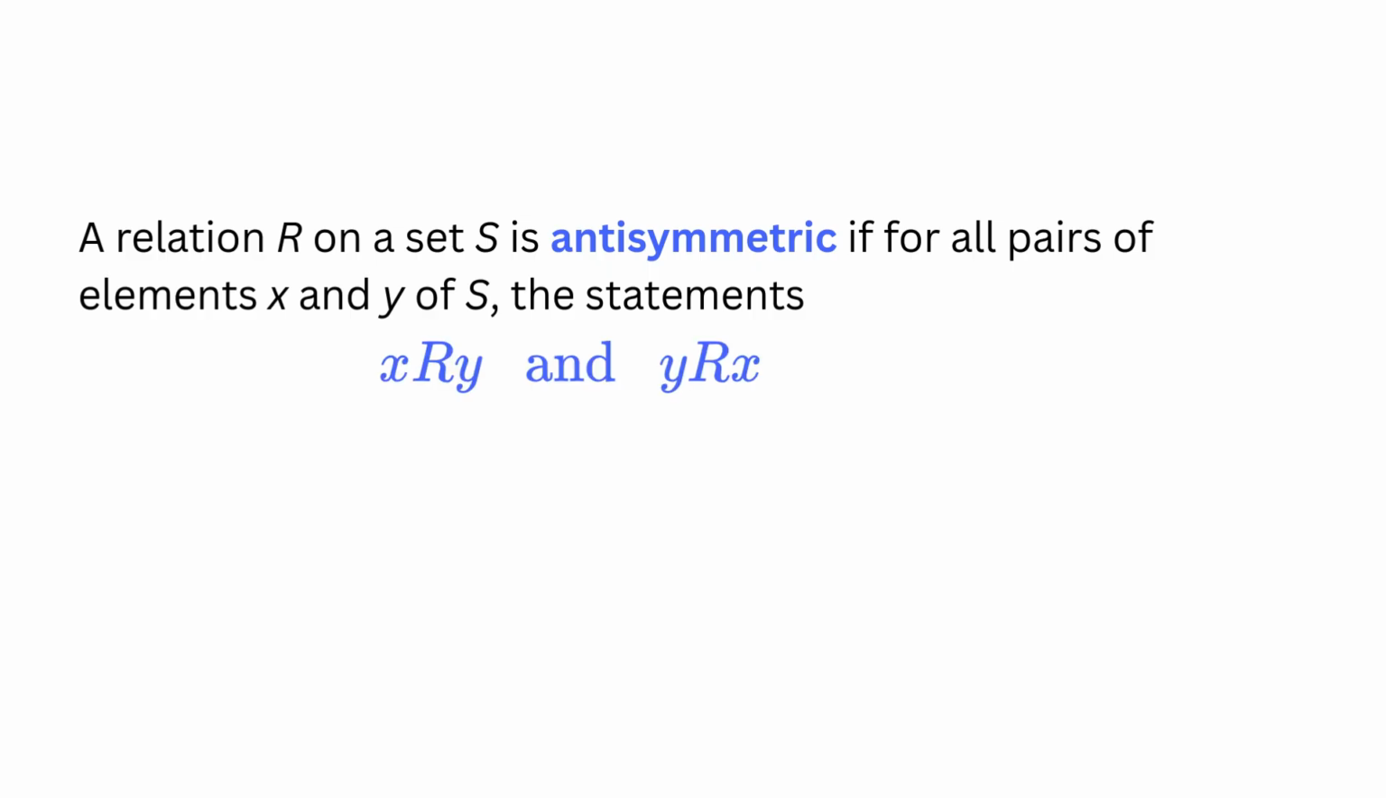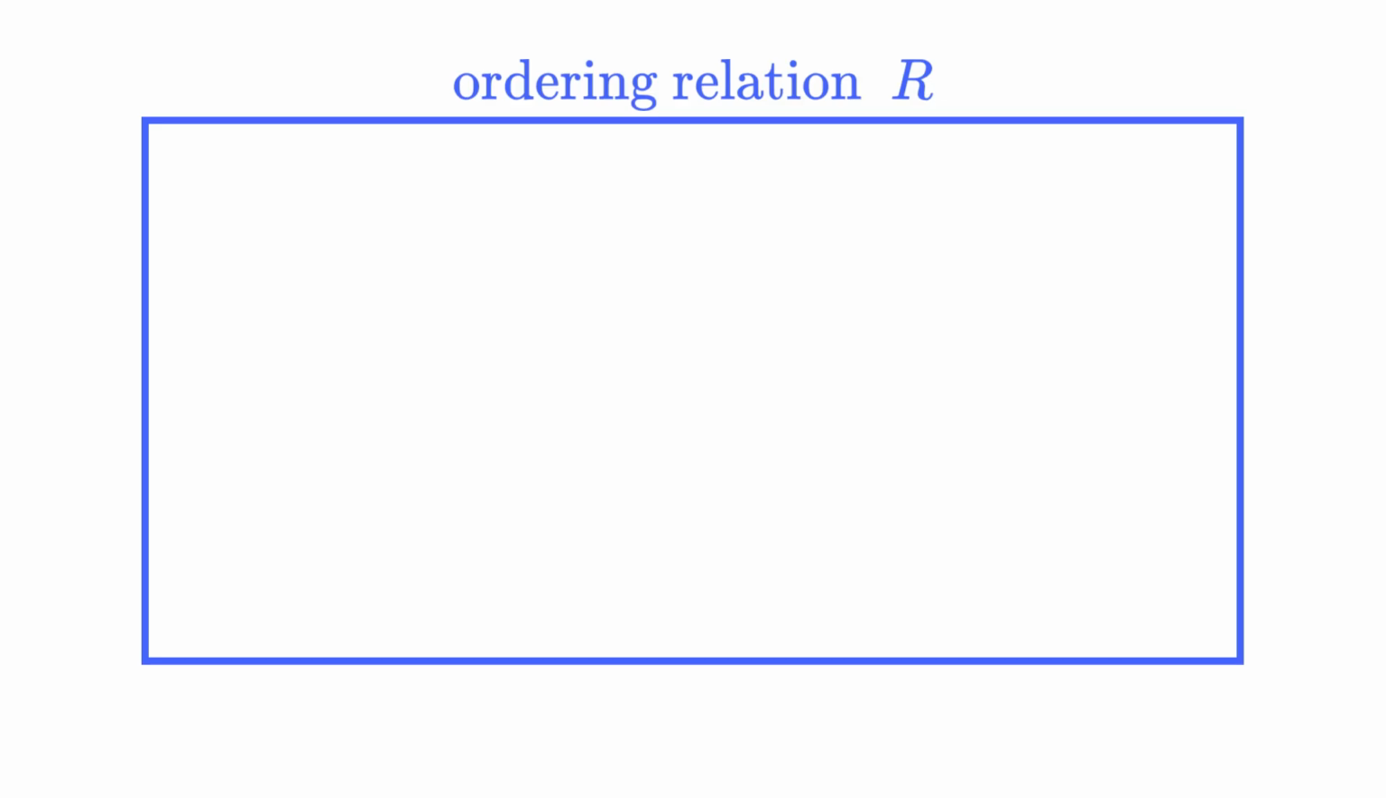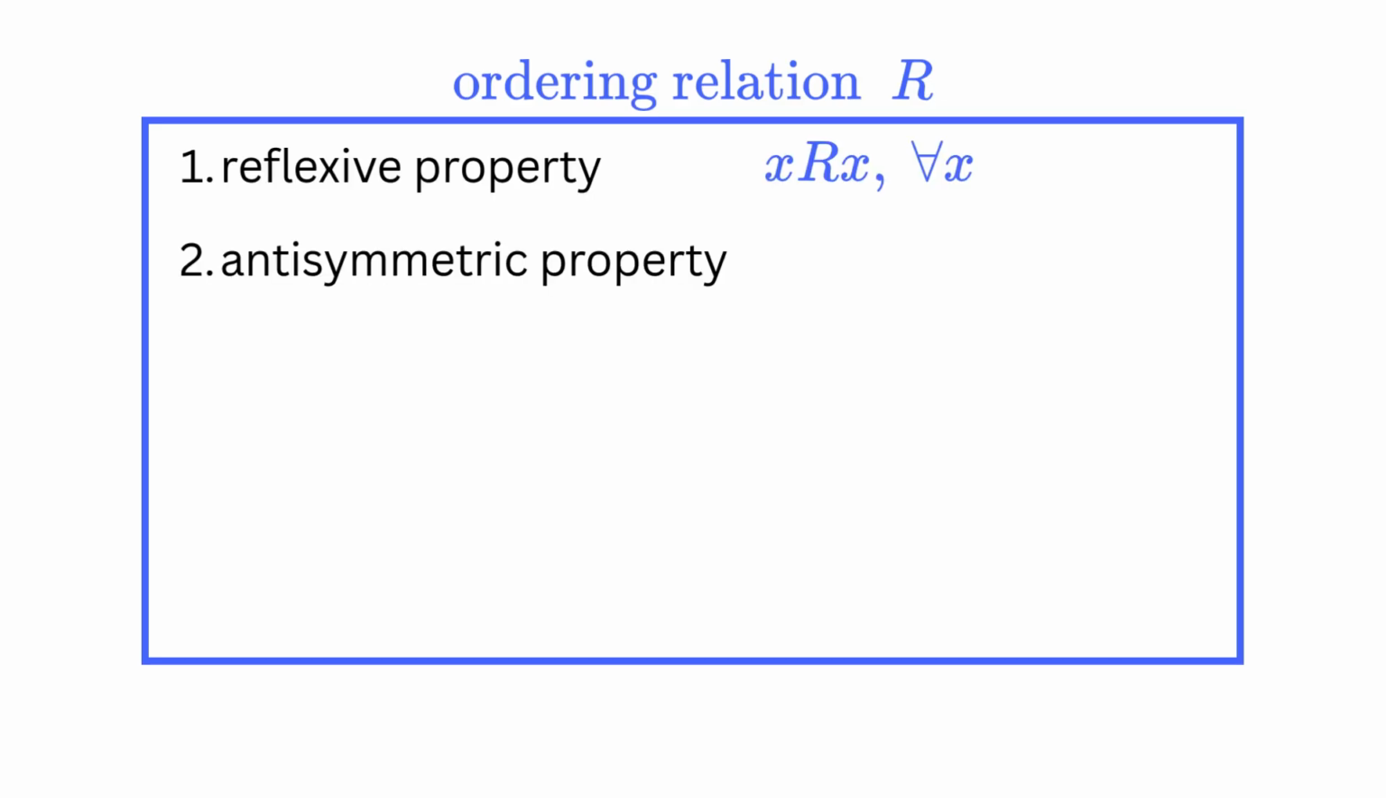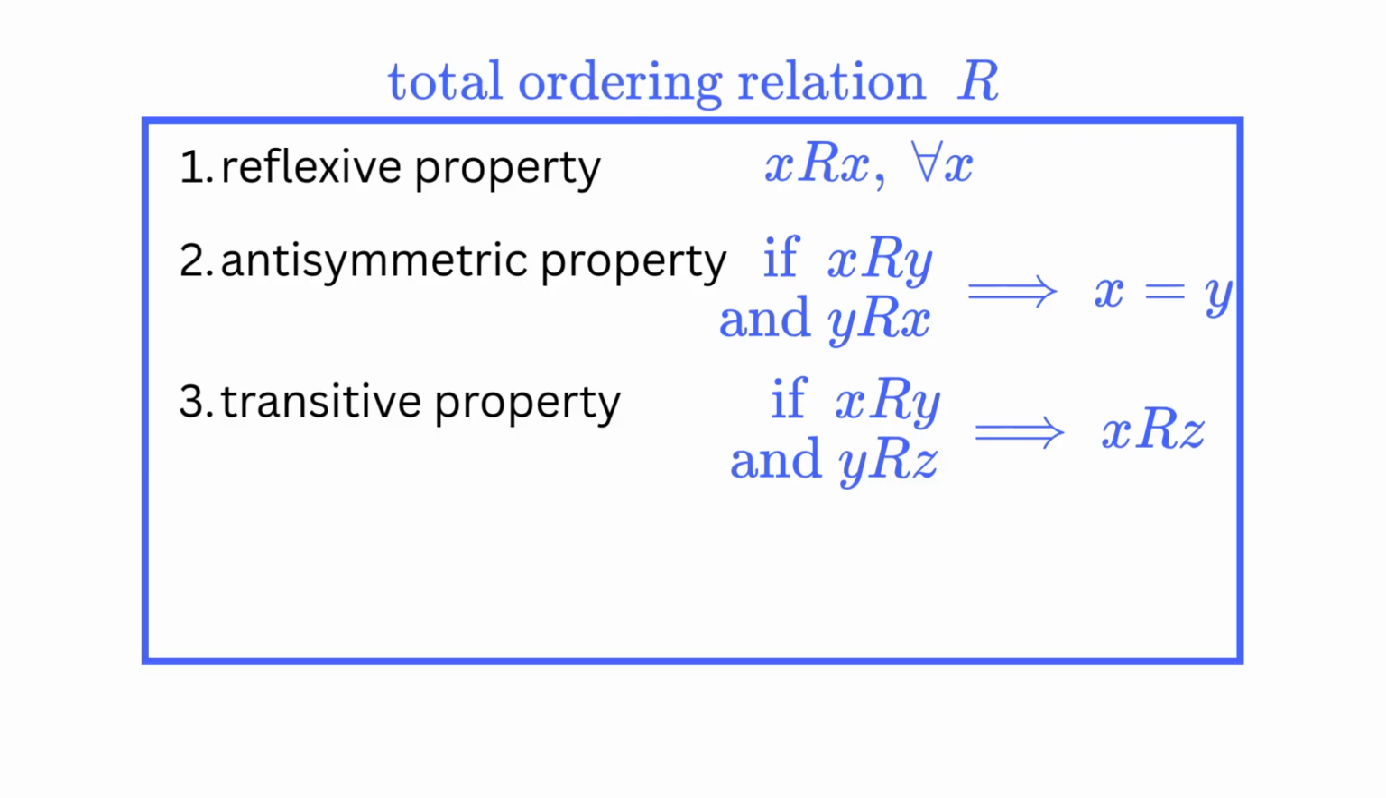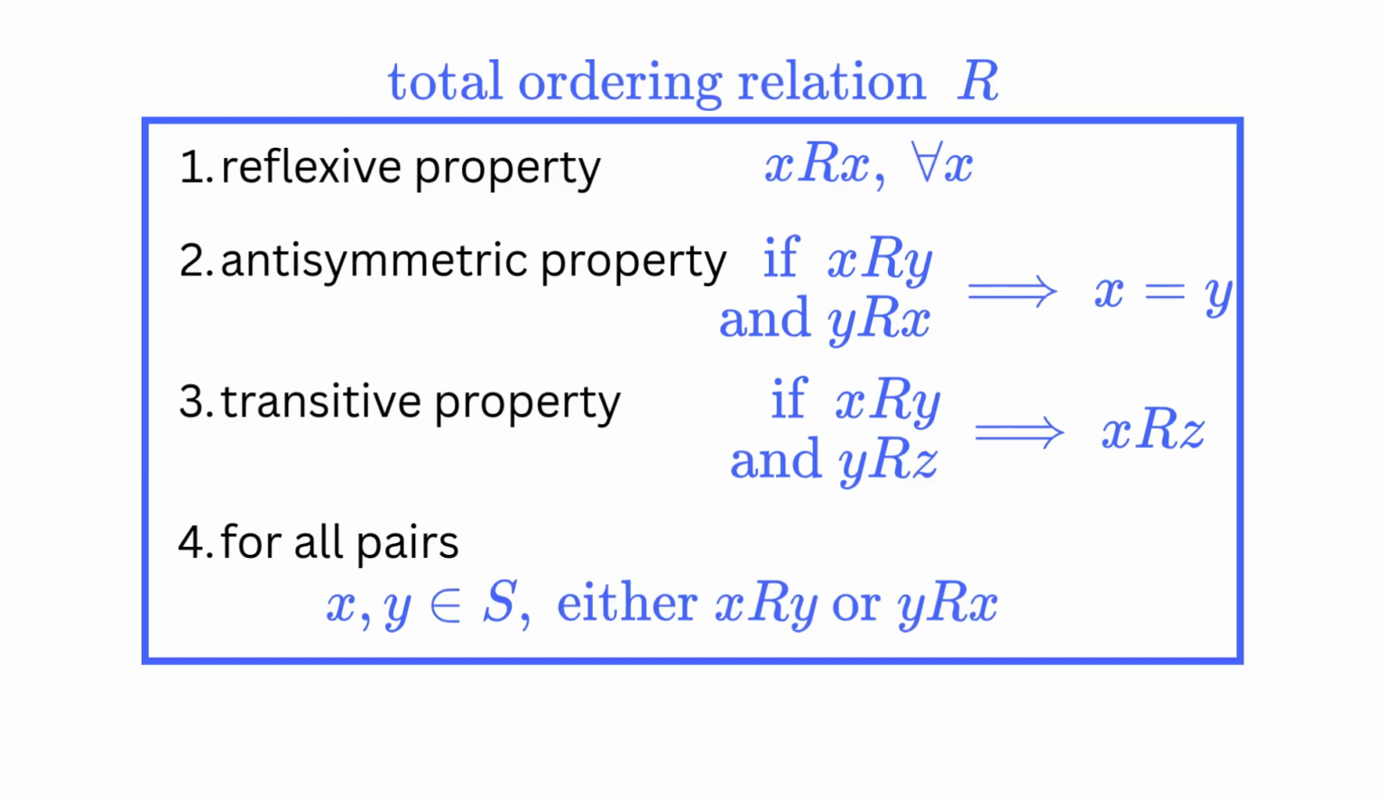The statements x relates to y and y relates to x imply that element x is the same as the element y. Hence, a relation on the set S is an ordering if the relation is reflexive, antisymmetric, and transitive. An ordering on the set S is a total ordering if for all pairs of elements x and y, either x relates to y or y relates to x.